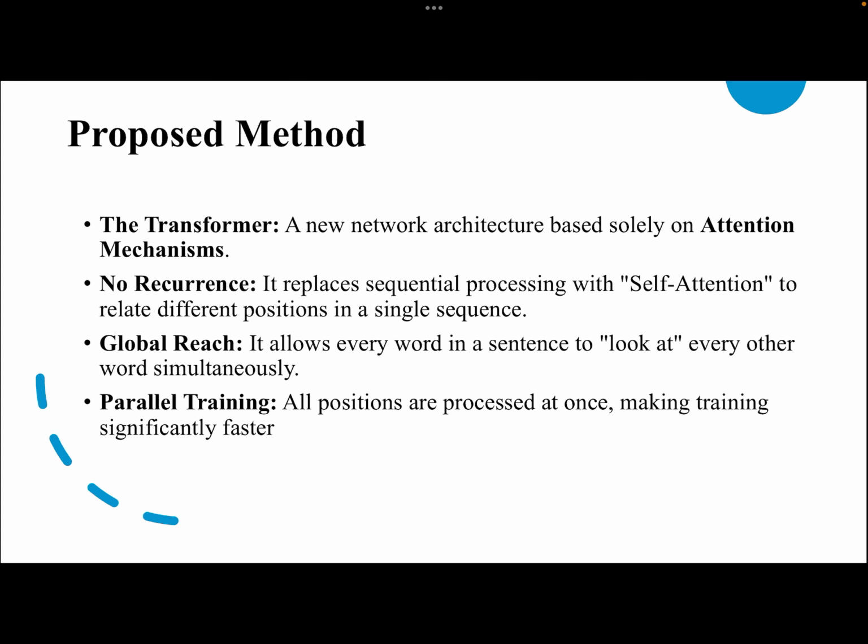Now comes the main idea of this paper. The transformer removes recurrence completely and introduces a thing called self-attention. Self-attention means each word in a sentence looks at all other words and decides which ones are important. So instead of processing words step by step, the model processes the entire sentence at once.